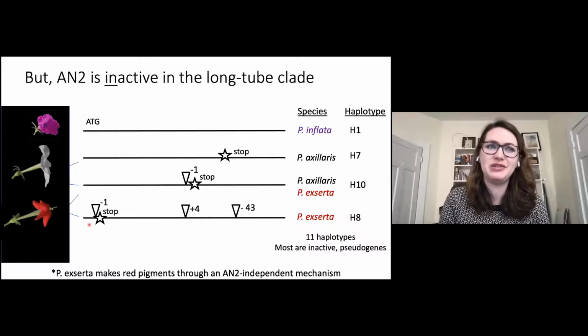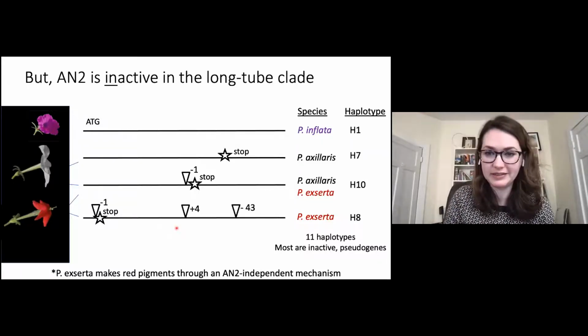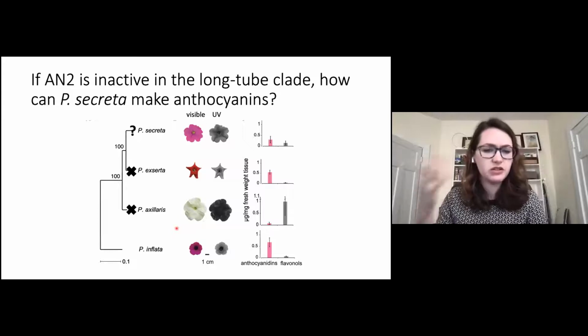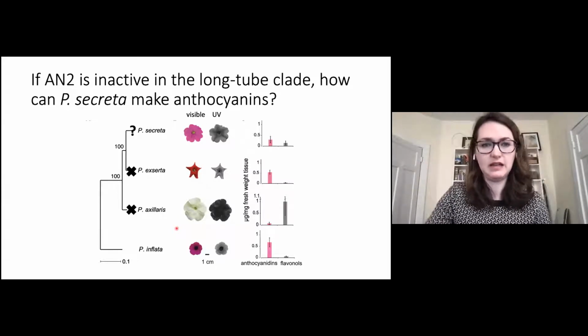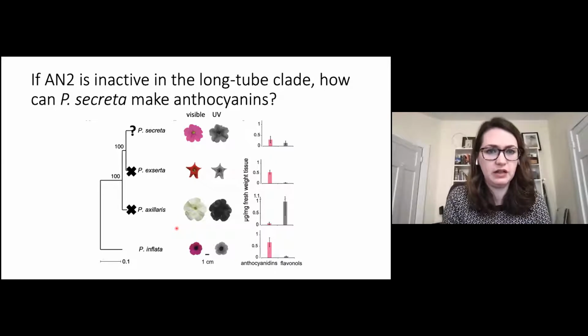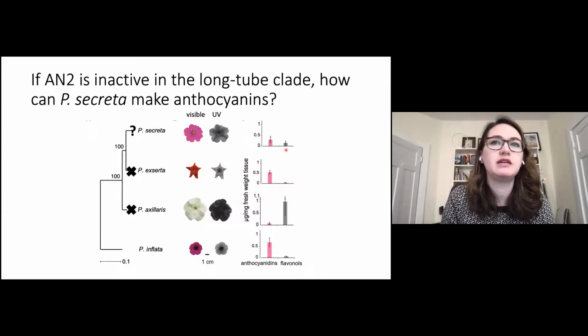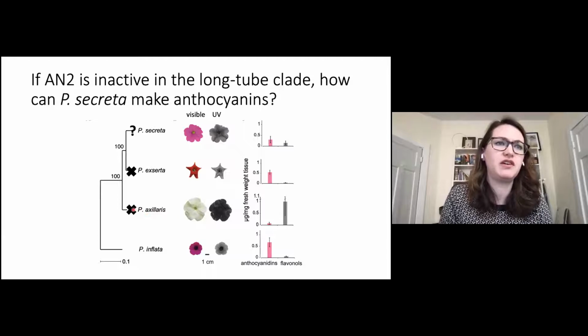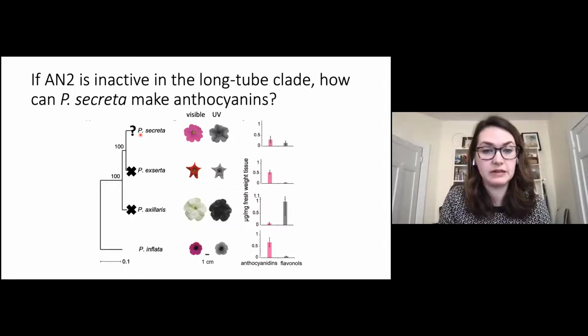Furthermore, we noticed that AN2 is definitely non-functional in the colorful Petunia exserta, which is puzzling. And I'm going to say hold on this, and I'll tell you about it in a little bit. So certainly puzzling. If AN2 is supposed to be the transcription factor that turns on anthocyanins, our question was, what turns on anthocyanins in Petunia secreta? As we can see here, Petunia secreta does make anthocyanins, plenty. It is visibly purple, and we can detect a lot of anthocyanins in there. So if we know that AN2 is non-functional in Petunia axillaris and exserta, we were unsure about what we would find for Petunia secreta.